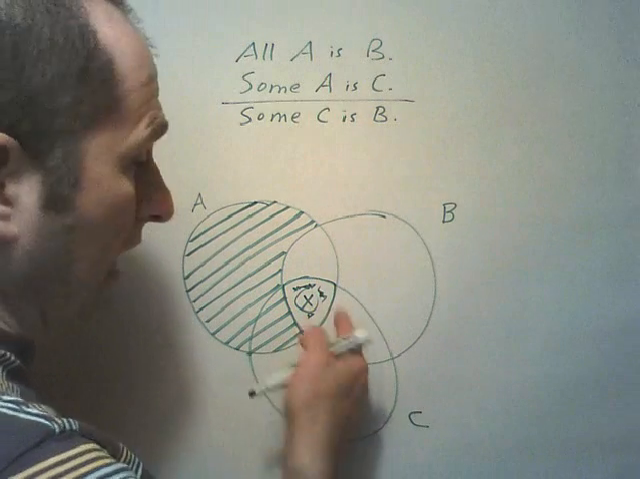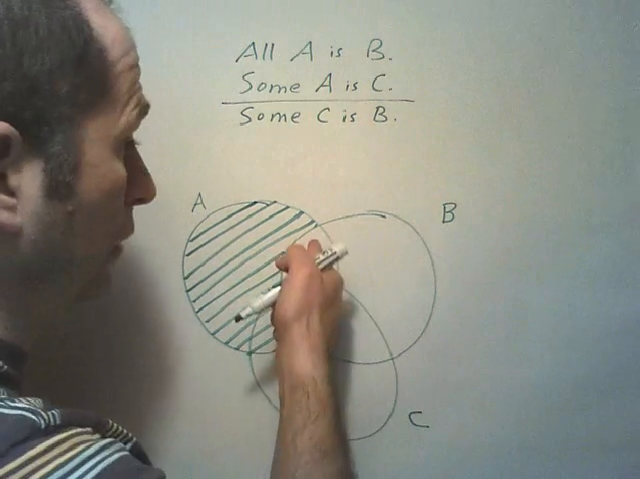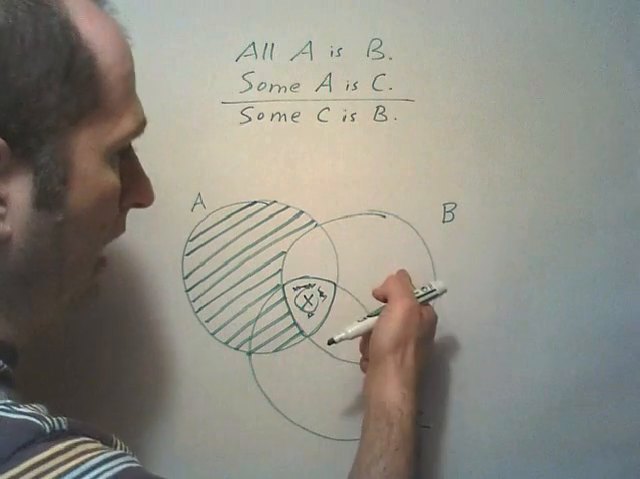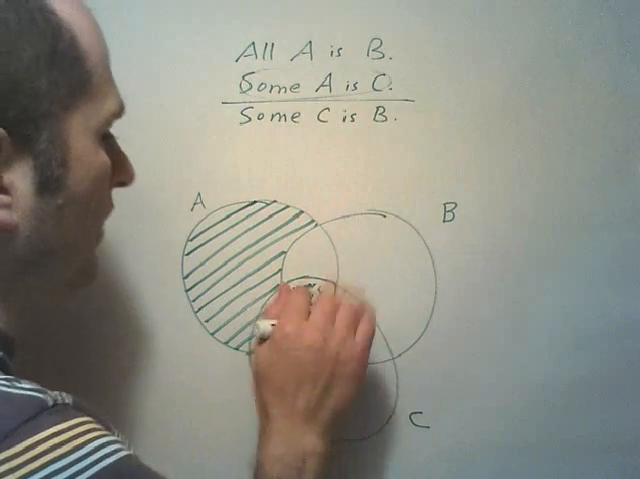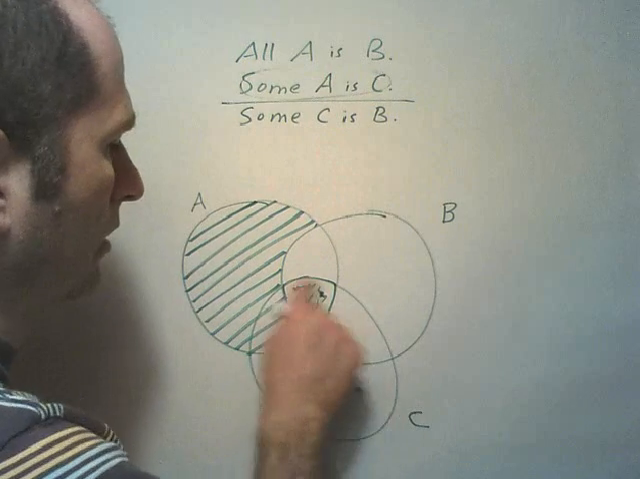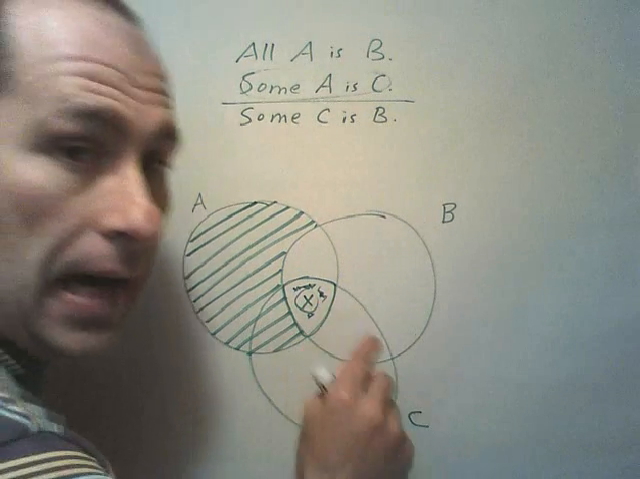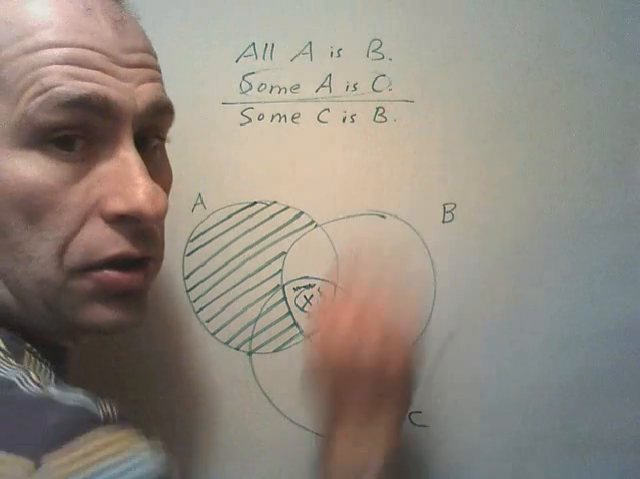But I can't put it here, and I can't put it here, and I can't put it here, and I can't put it here. To draw this correctly, I've got to put at least one X somewhere in here. And I've done it. So I'm finished drawing those two statements.